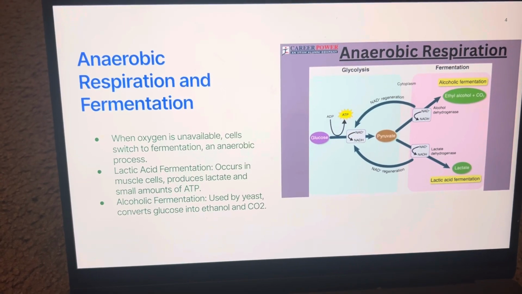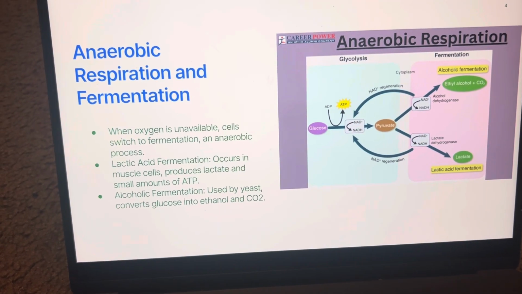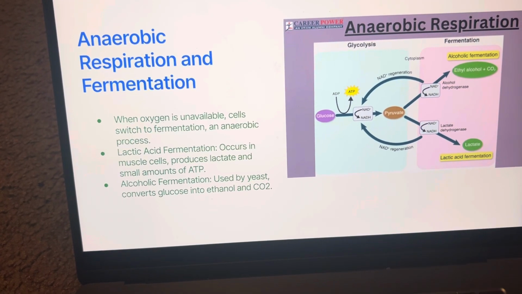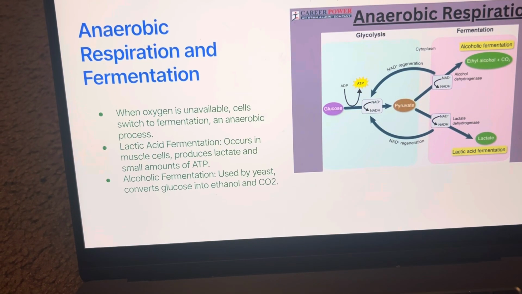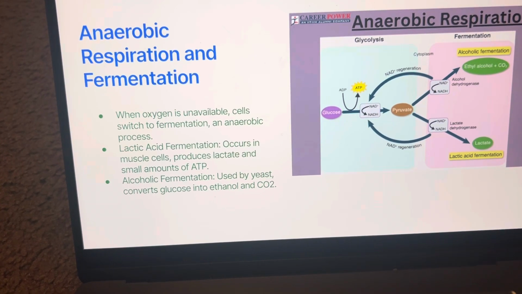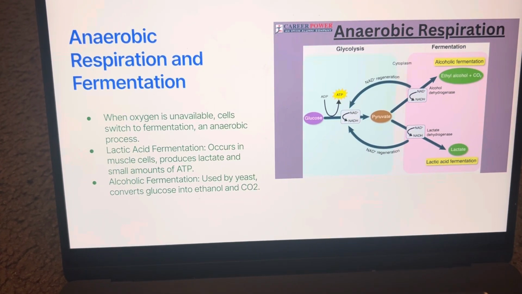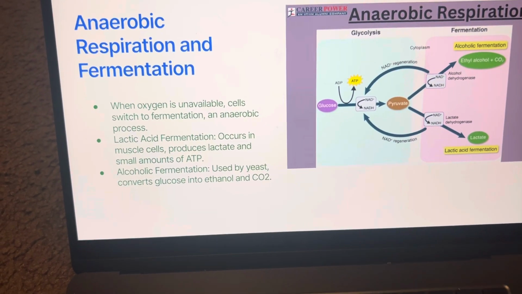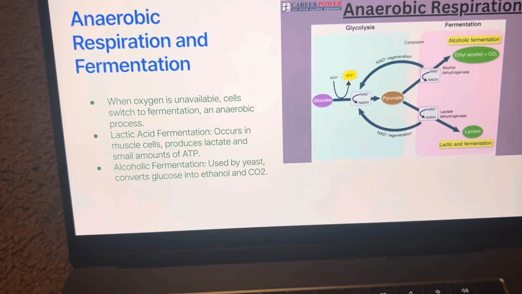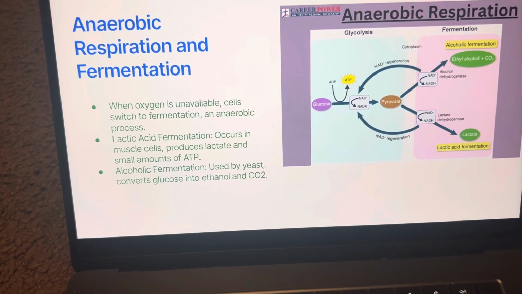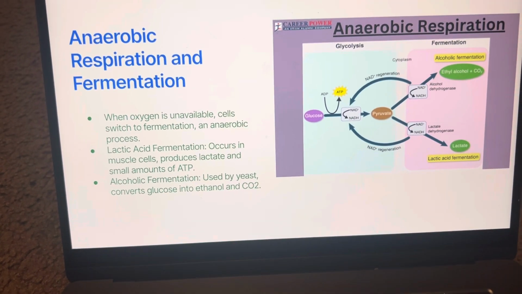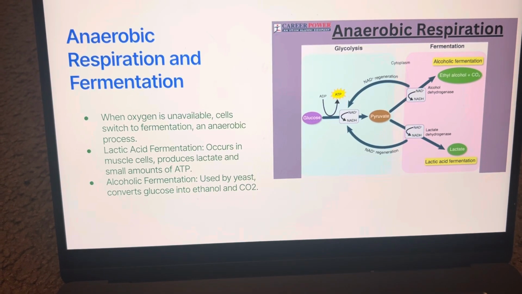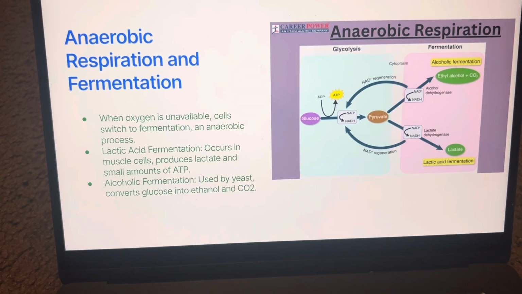And then we have anaerobic respiration and fermentation. Aerobic is used when there is oxygen; anaerobic is used when oxygen is unavailable. Cells switch to fermentation, an anaerobic process. There are 2 types of fermentation: lactic acid and alcoholic fermentation. Lactic acid fermentation occurs in muscle cells and produces lactate and small amounts of ATP. Alcoholic fermentation, used by yeast, converts glucose into ethanol and CO2.